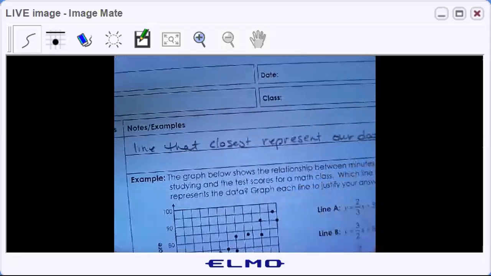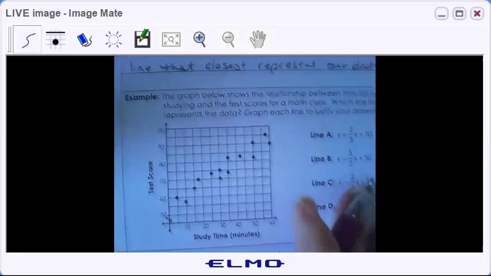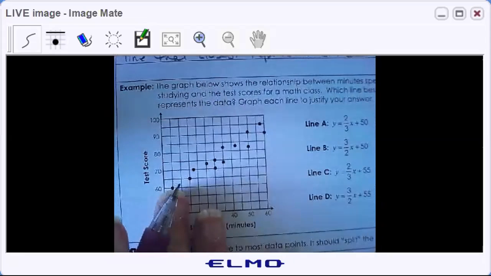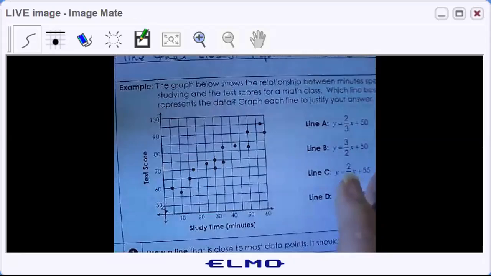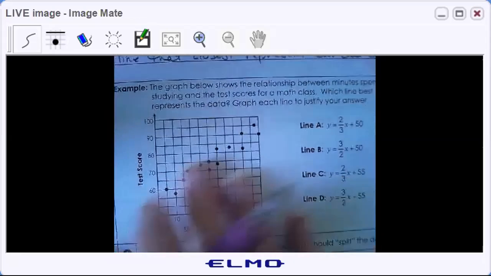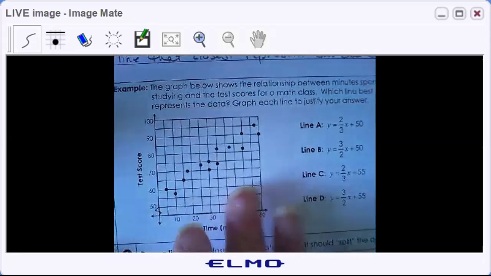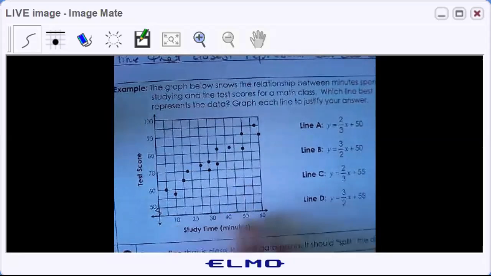Okay. Now, on this, we're lucky. They gave us our scenario already. They have already graphed it for us. So now let's look at what is going on with it.